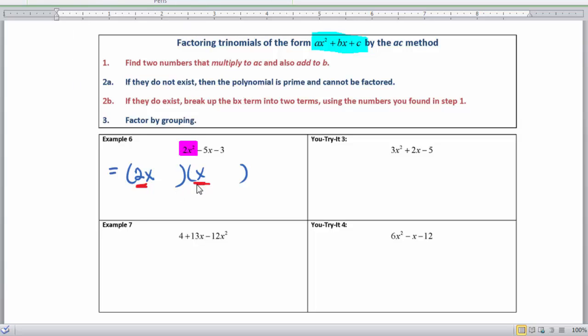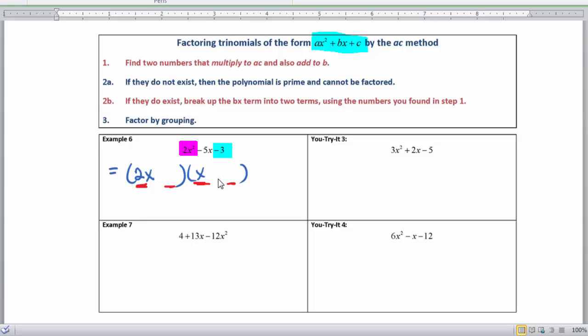And then the second terms of each binomial have to be numbers that will multiply to negative 3. And this is also very easy because there's basically only 2 ways that can happen, right? You can have a positive 3 and a negative 1, or a negative 3 and a positive 1, right? So bottom line is there's really 4 options here. It's either going to be 2x plus or minus 1 times x plus or minus 3, and then 2x plus or minus 3 times x plus or minus 1.